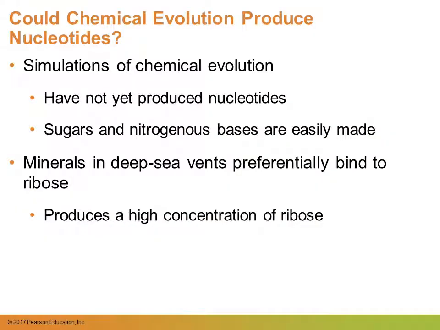Could chemical evolution produce nucleotides? Studies show that we cannot actually produce nucleotides, but we can produce the sugars and the nitrogenous bases that are found in nucleotides. And in deep sea vents, it's very easy to produce ribose, or you see large concentrations of ribose.